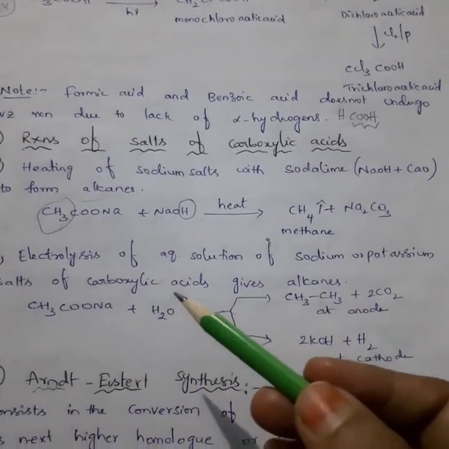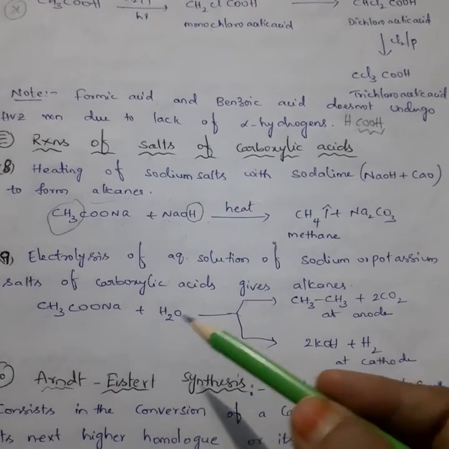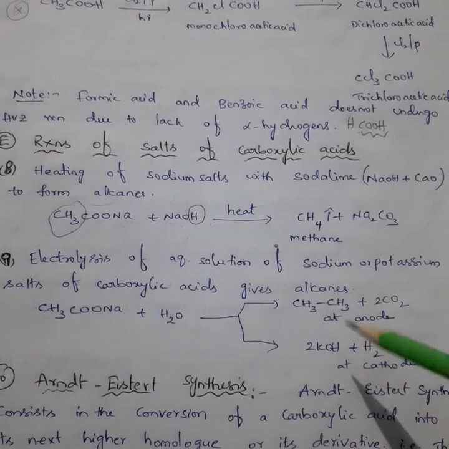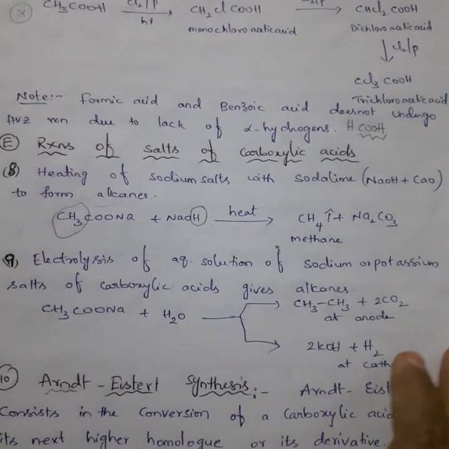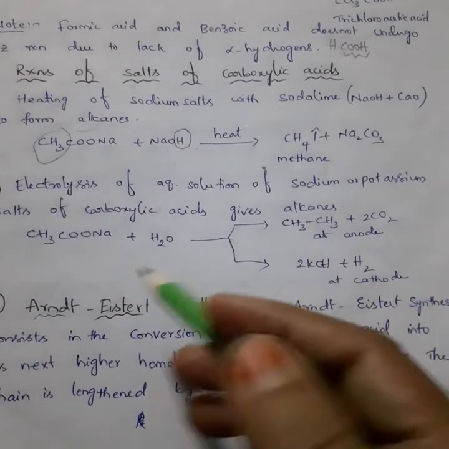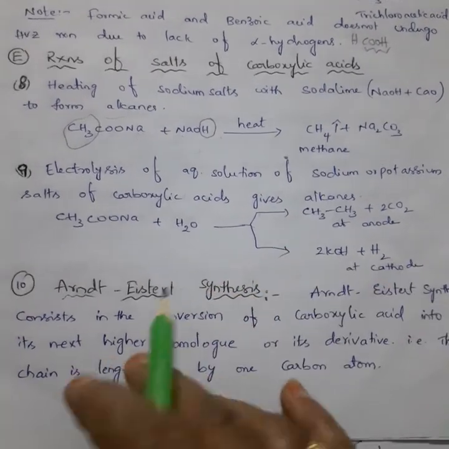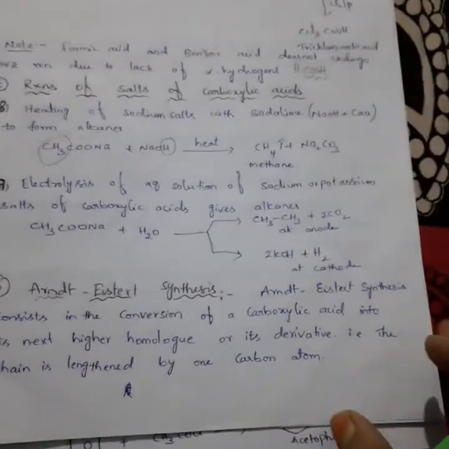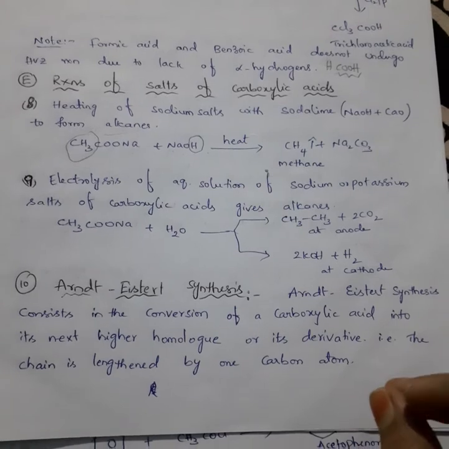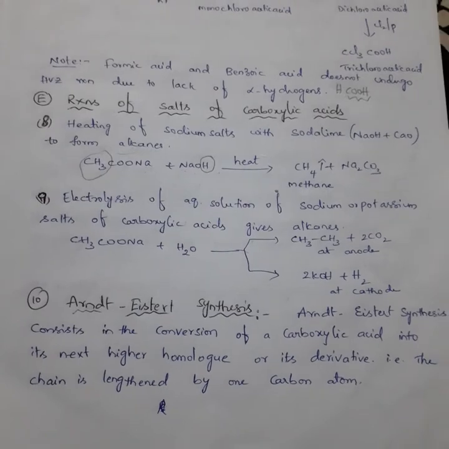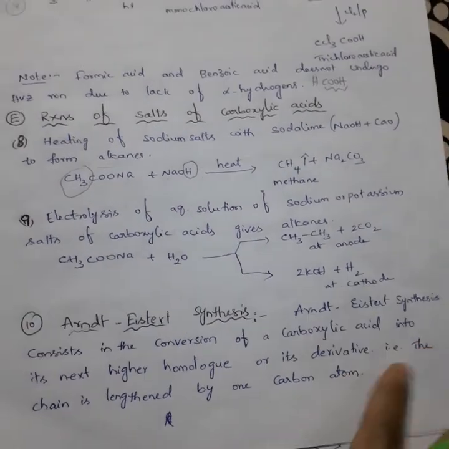Next, electrolysis of an aqueous solution of sodium or potassium salts of carboxylic acids, which is an electrolytic reduction for the preparation of alkanes. Here also we get ethane and carbon dioxide at the anode, which is a very well-known reaction for you. And the next one is the Arndt-Eistert synthesis, which is also very important for your exam questions. In the Arndt-Eistert synthesis, we take one carboxylic acid and convert it into the next higher carboxylic acid. Meaning, we take acetic acid, and finally we want to prepare propanoic acid.